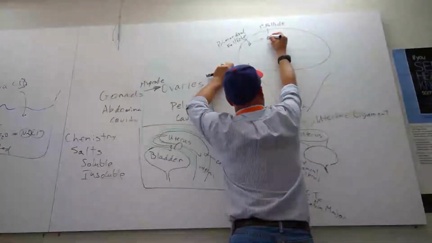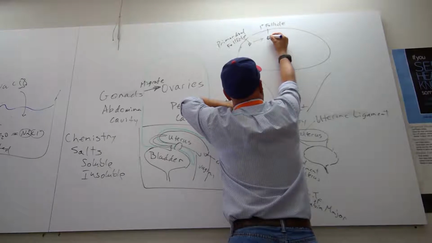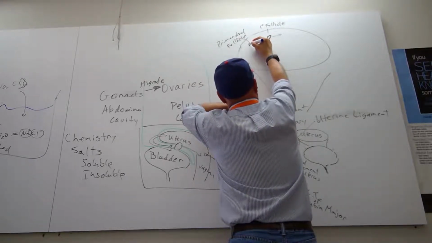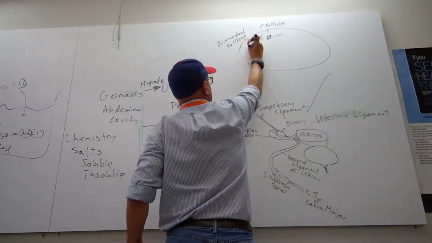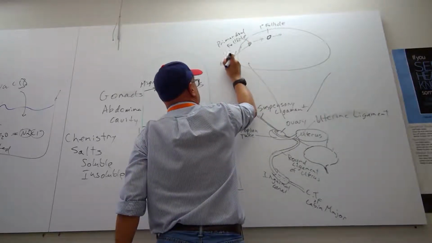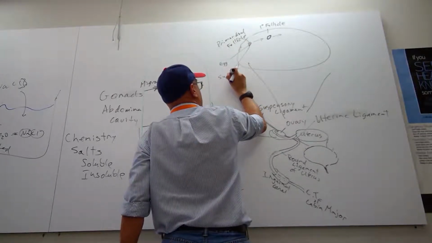I'll use blue. All right, those are the cells. And they're still surrounding that egg, because that's the egg, and these are the supporting cells. Everybody hear me? So if I were to identify the primordial follicle, the primordial follicle is the whole thing. But that right there is the egg. And this cell right there is the supporting cell.